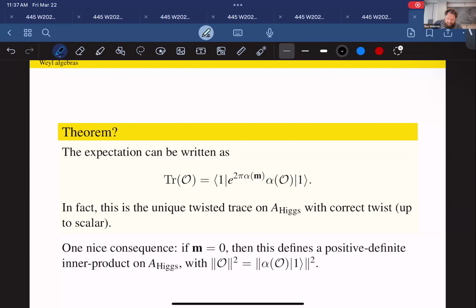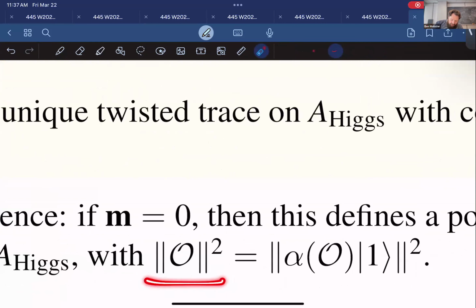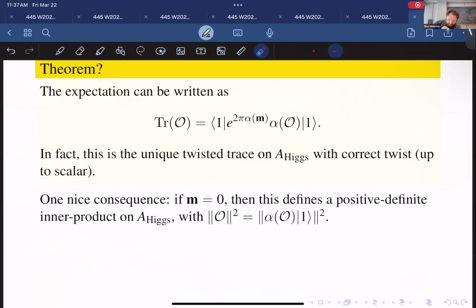One particularly nice consequence of this is I can actually use it to construct a positive definite inner product on the algebra itself, where I define the norm of an operator to be: act on this state, the ket, and then look at the norm of that vector in L2 of C. Any questions?